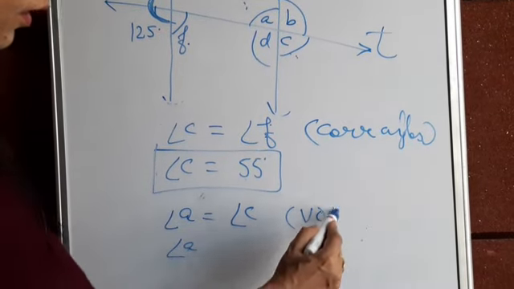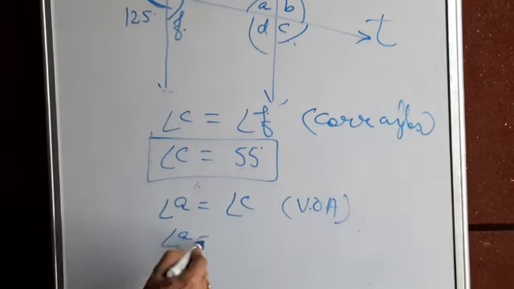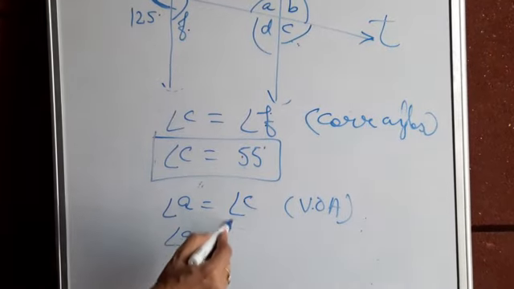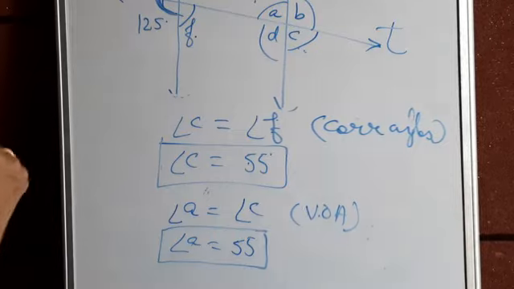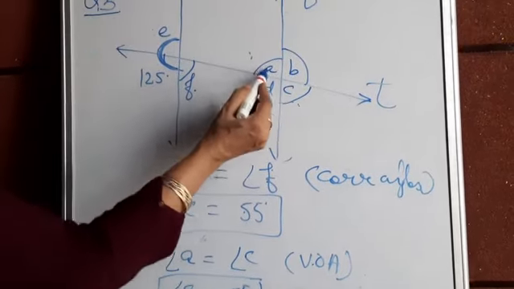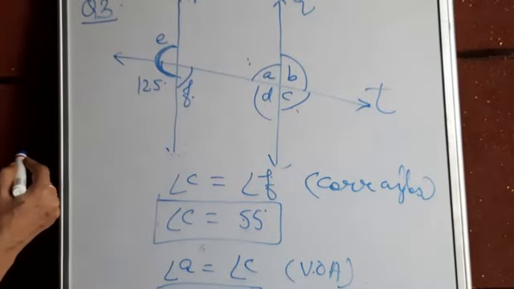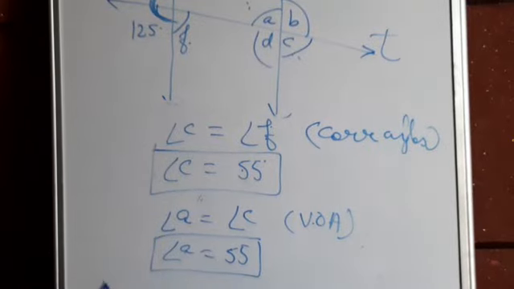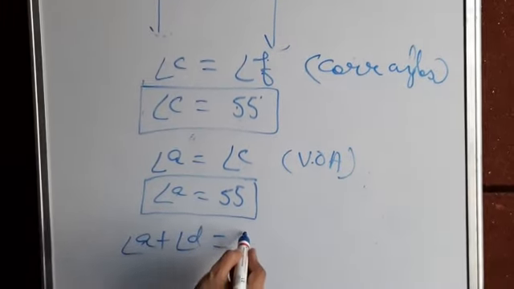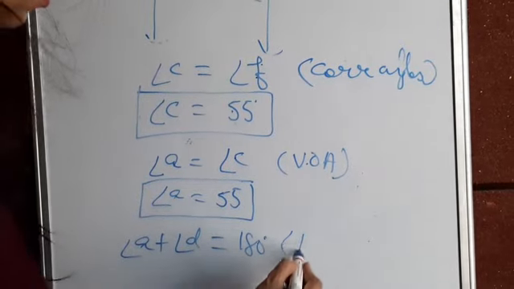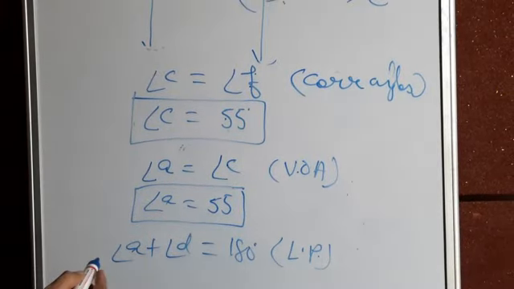Vertically opposite angles. Reason. Now the value of C is 55. Put the value, you will get the value of A. Now A and D are linear pairs. The sum of A and D is 180 because they are making a linear pair.